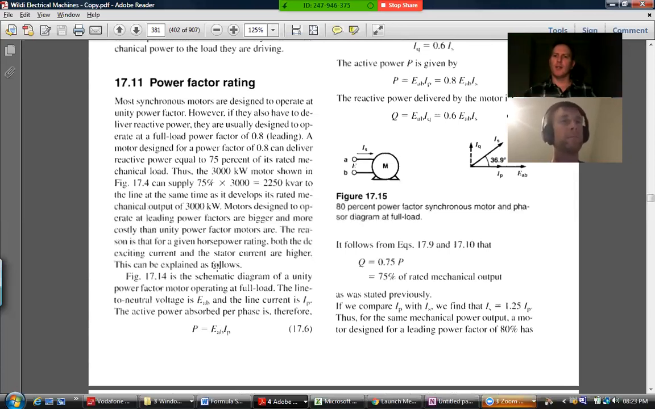So you can make it a synchronous condenser, they call it, or synchronous capacitor is another term for it, which is when it is acting like a capacitor, but you can make it act like either.